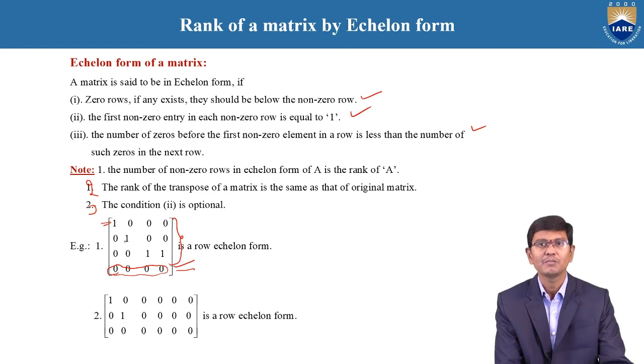And in the second row, before the non-zero number, there is one zero. And again, in the third row, before the non-zero number, two zeros are available. By observing these three rows, the number of zeros before the non-zero number clearly satisfies the increasing order. Therefore, it is called an echelon form.